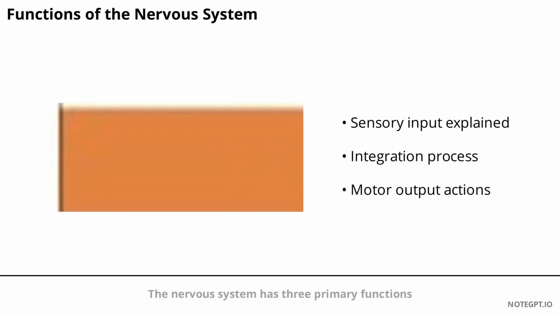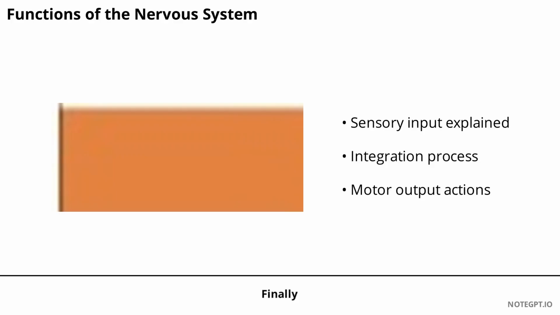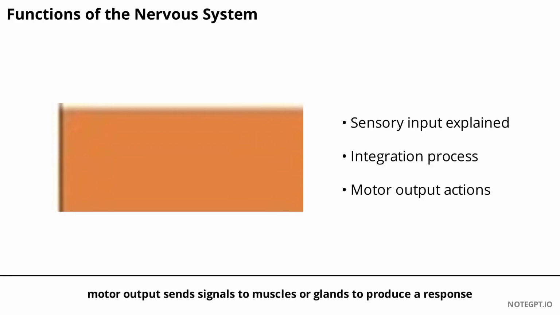The nervous system has 3 primary functions: sensory input, integration, and motor output. Sensory input comes from receptors that monitor changes inside and outside the body. Integration is the process where the nervous system interprets sensory input and decides what should be done. Finally, motor output sends signals to muscles or glands to produce a response. These functions work together seamlessly to maintain homeostasis and respond to the environment. As you assess patients, keep these functions in mind. They help you understand symptoms and guide your examination.